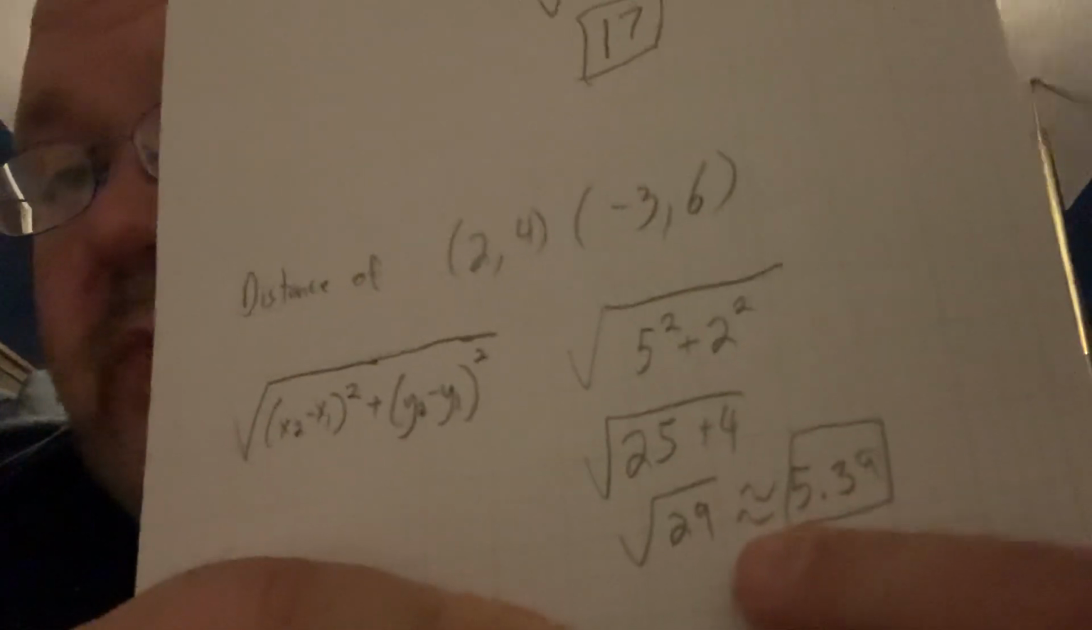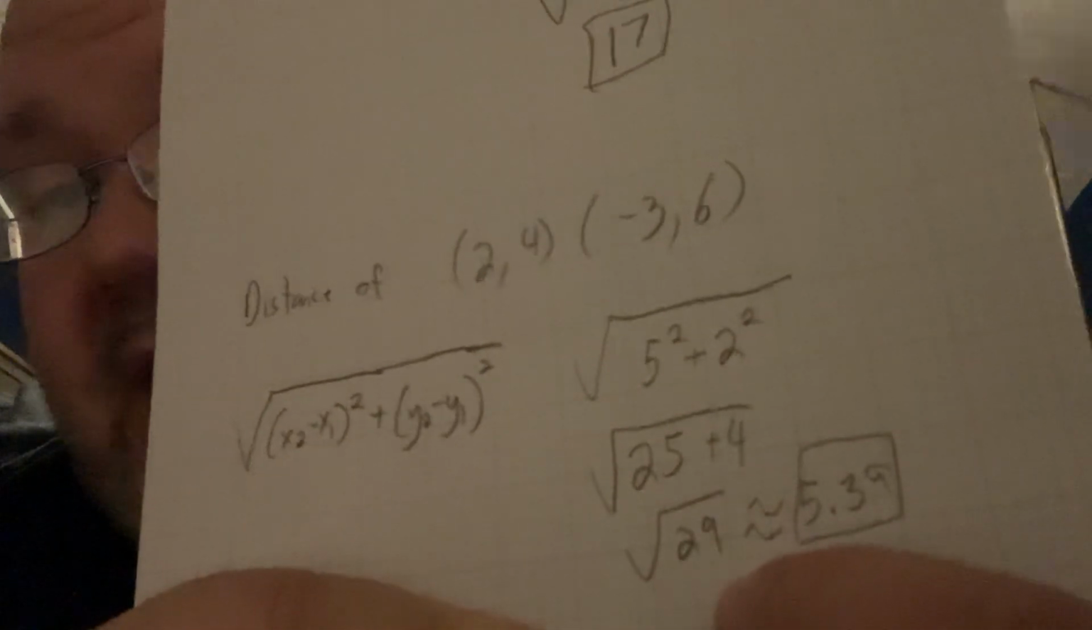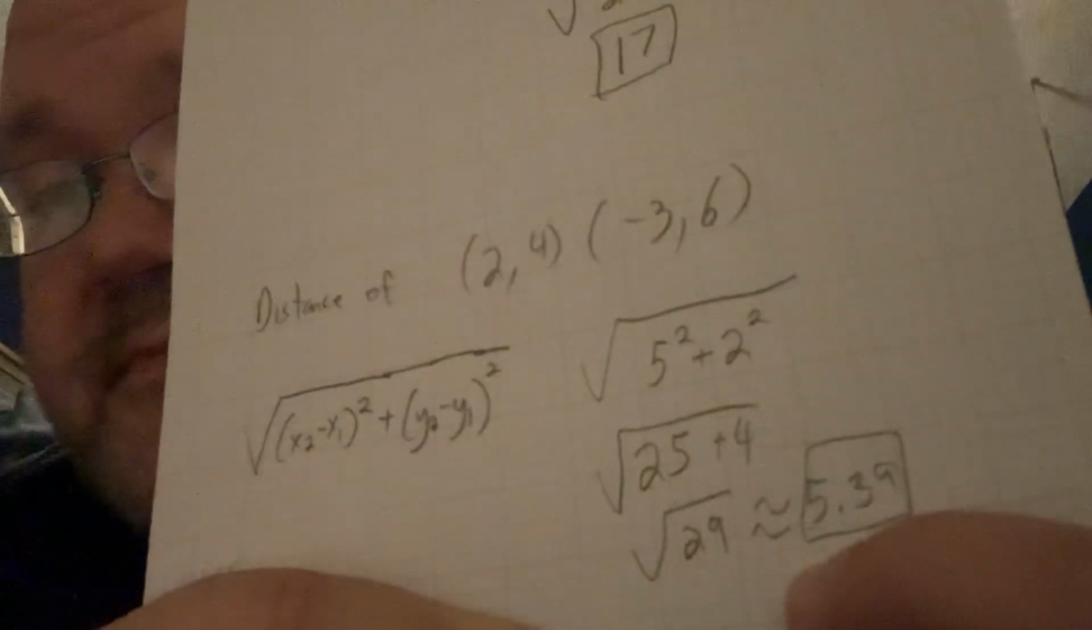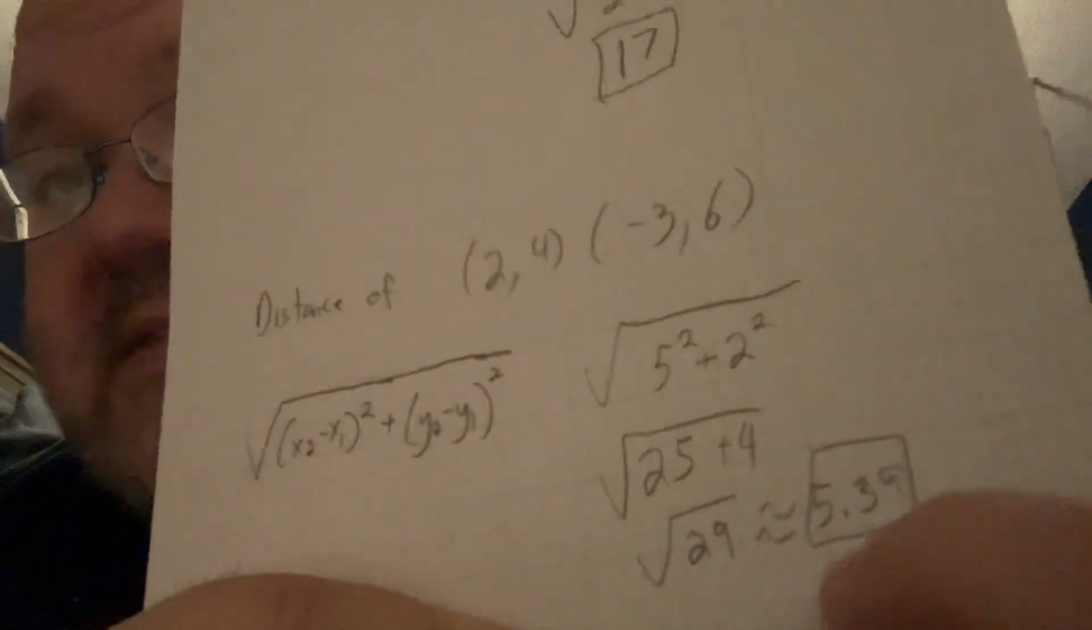So we put these 2 little squigglies there because that means about. So the square root of 29 is about 5.39. That's about what it is. Remember, everything will be 2 decimal places if it's not an exact answer like that.